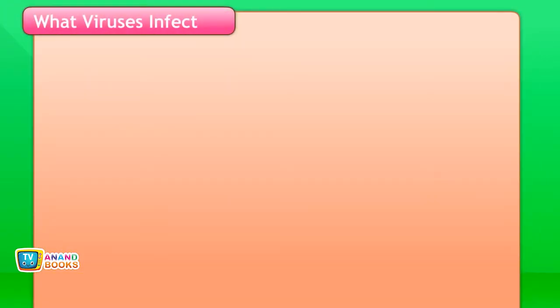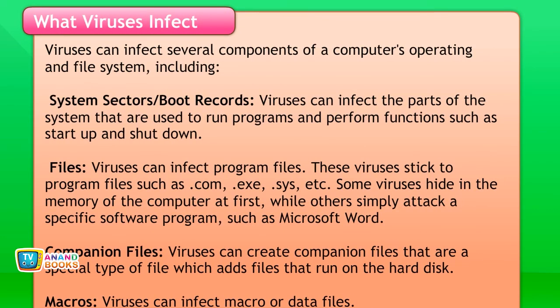What viruses infect? Viruses can infect several components of a computer's operating and file system, including system sectors or boot records. Viruses can infect the parts of the system that are used to run programs and perform functions such as startup and shutdown.